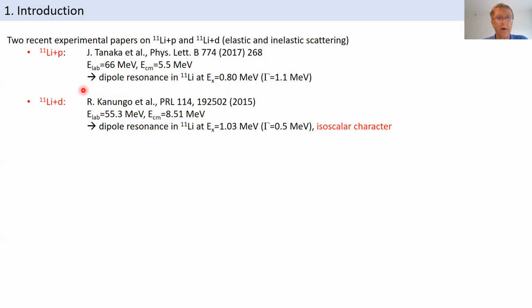The other paper about lithium 11 plus D has been done more or less at the same laboratory energy. And they also concluded on dipole resonance at low energies with slightly different parameters. And one of the main results is that the E1 transition from the ground state to this dipole state may have an isoscalar character.